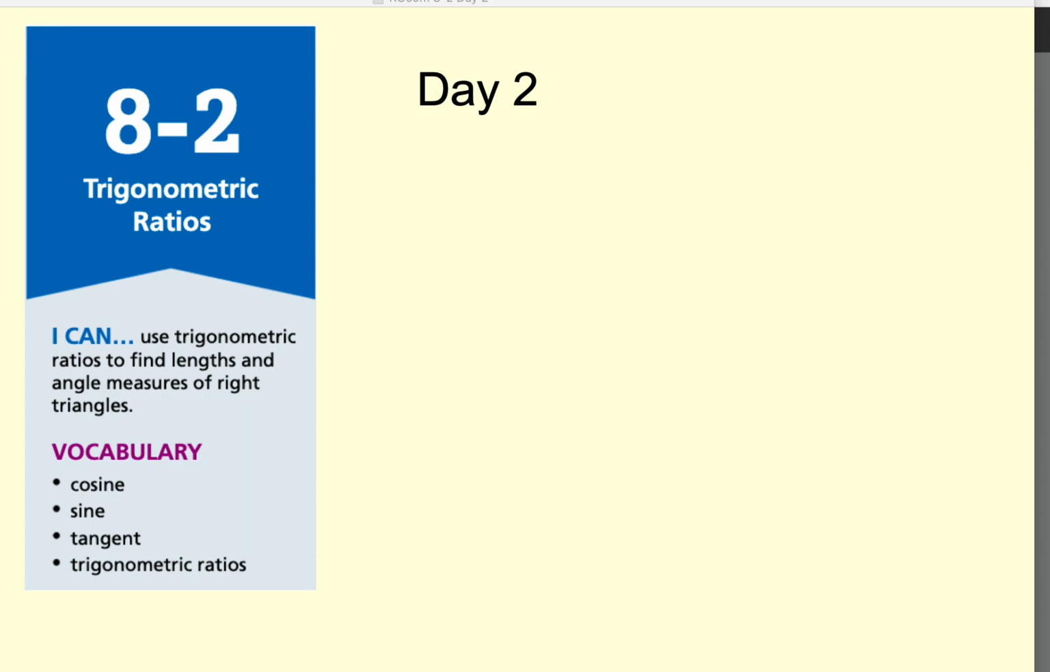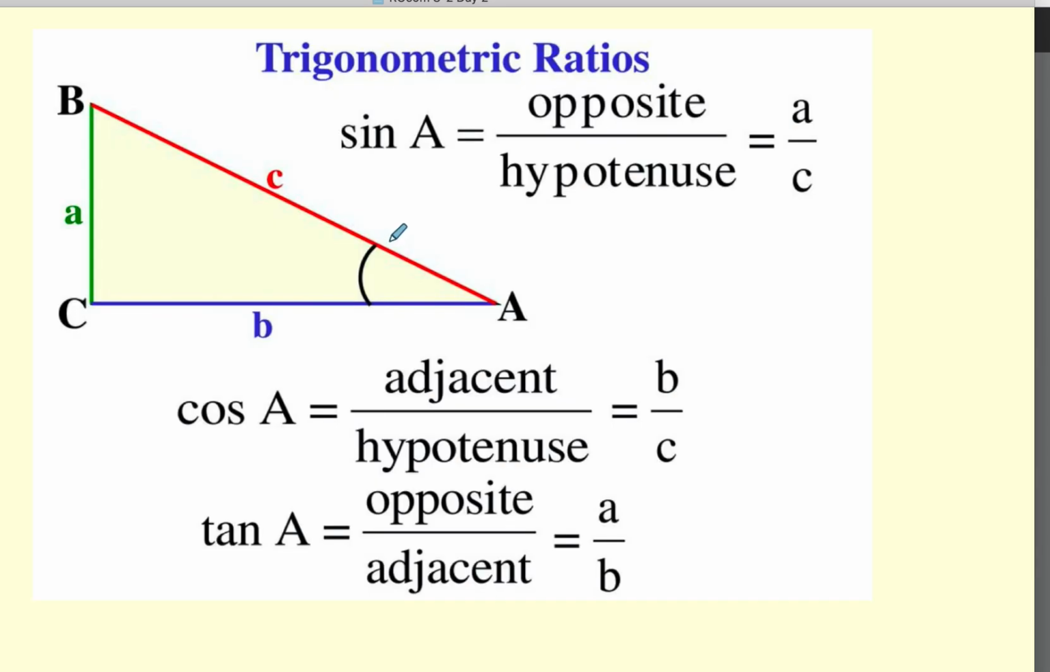Hello Gators, this is 8-2 trigonometric ratios, specifically the cosine and sine. And this is the way we spell it right here, cosine and sine. We're going to look at these two new ratios of sine and cosine. Notice I'm only using the first three letters of the word in the abbreviation.